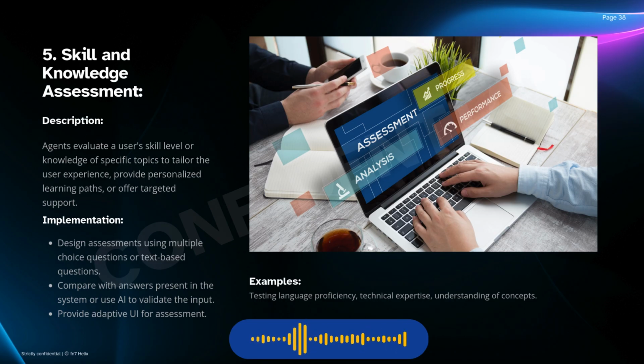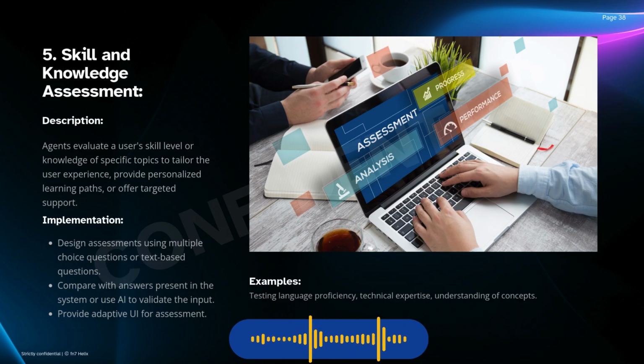Or imagine companies using AI to screen job candidates, evaluating their skills and experience against specific job requirements. So AI is making those assessments more efficient, more objective, and more personalized, and ultimately more valuable, both for the learners and the employers.